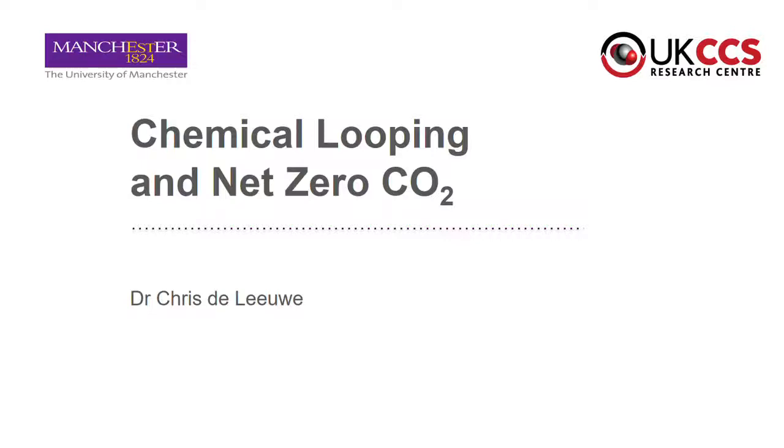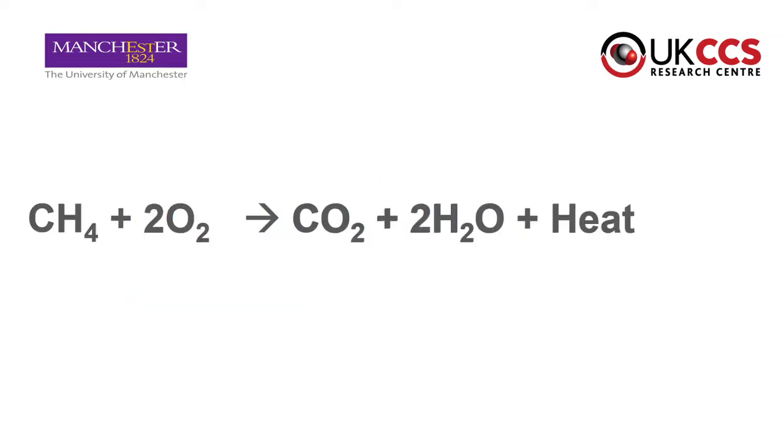Hi, I'm Dr. Chris Delewa from the University of Manchester, and I'm going to give a simple overview of what chemical looping is and some of the ways it can help us achieve net zero. But first, we need to understand chemical looping. At its simplest, chemical looping is a way to split up a chemical reaction into sub-reactions using a chemical intermediate.